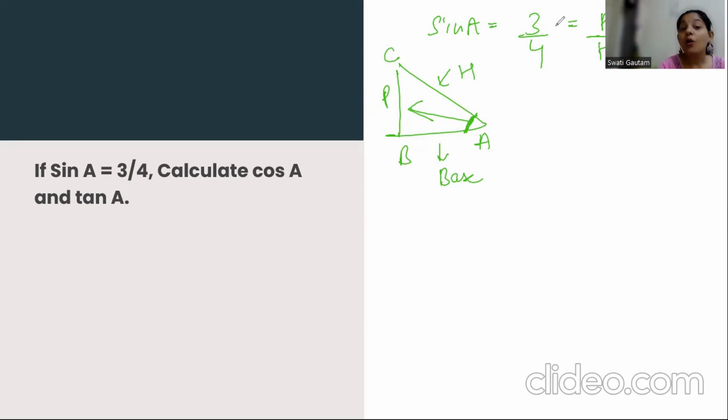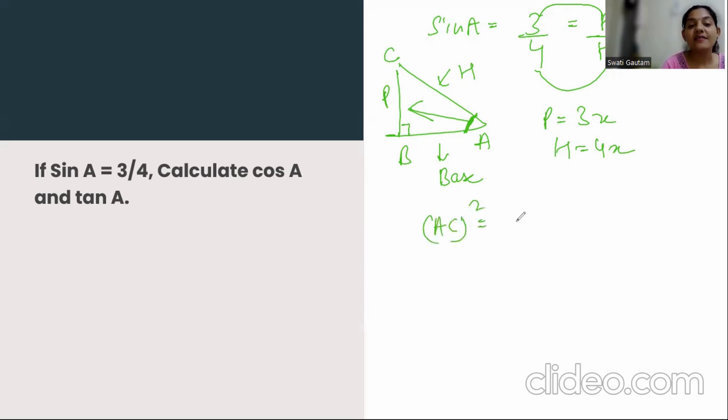Now, please remember that 3 by 4 is equal to P by H. So it doesn't mean that P is equal to 3 and H is equal to 4. No. You will take P as 3x and H as 4x. Because trigonometry applies in a right angle triangle, we can easily use the Pythagoras theorem. So Pythagoras theorem says that AC square, which is hypotenuse square, is equal to perpendicular square plus base square, right?